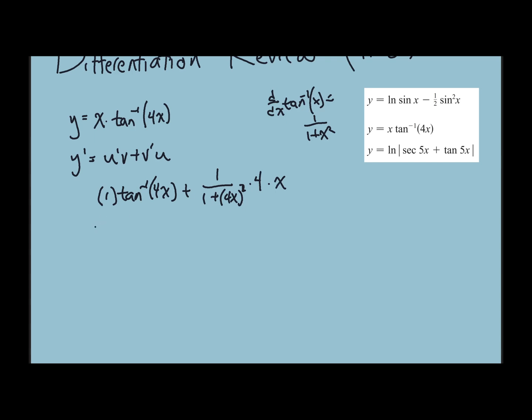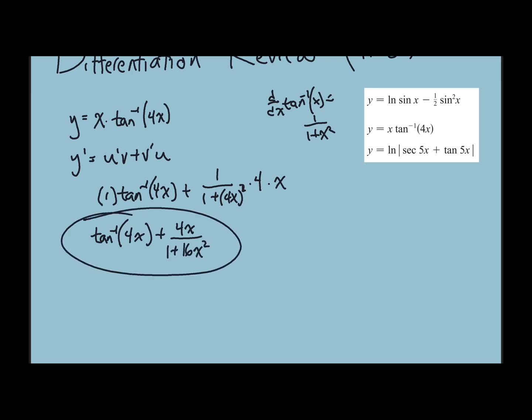So our answer is going to be arctangent of 4x plus 4x over 1 plus 16x squared. That's as simple as this derivative is going to get.